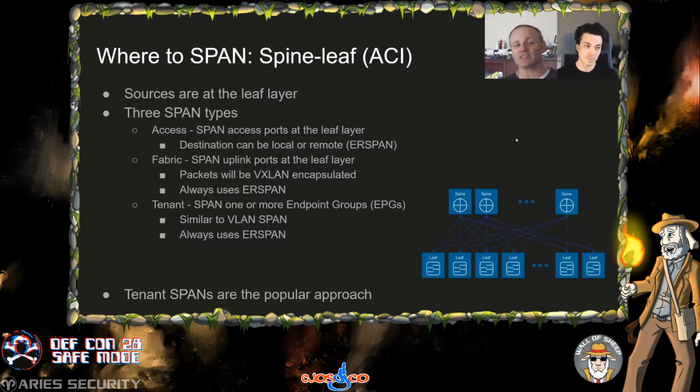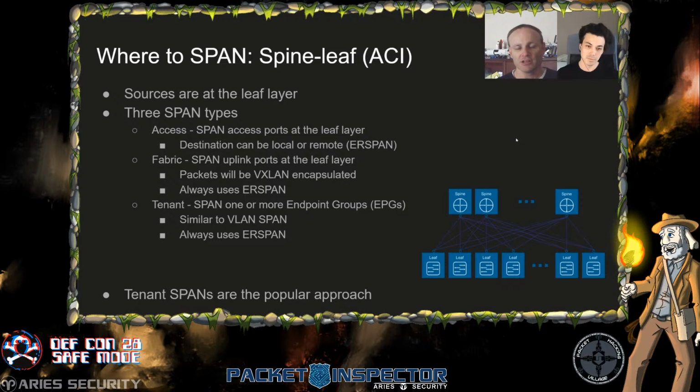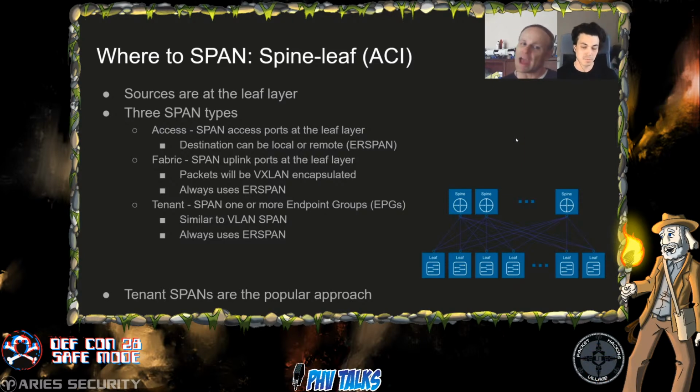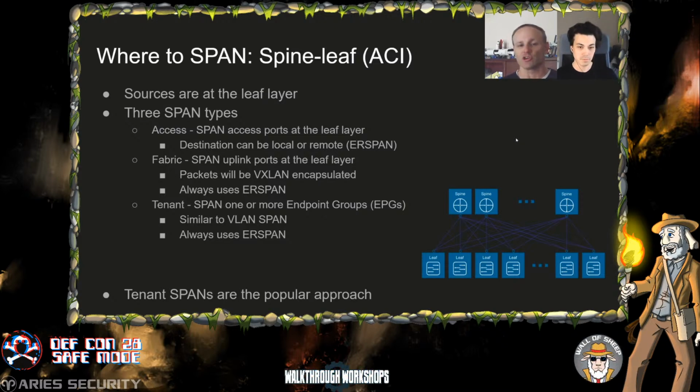And specifically in ACI networks, there's 3 span types. There's an access span, which is very similar to a traditional span. An access span is on the leaf switch, and leaf switches essentially have 2 different types of ports. They have access ports, which are traditional switch ports where you hang a server off of it, and they have uplink ports, or fabric ports, and that's what talks to the spine switches. So an access span would be spanning only access ports, and for those, your destination can be local on that switch, or it can be remote using ERSPAN.